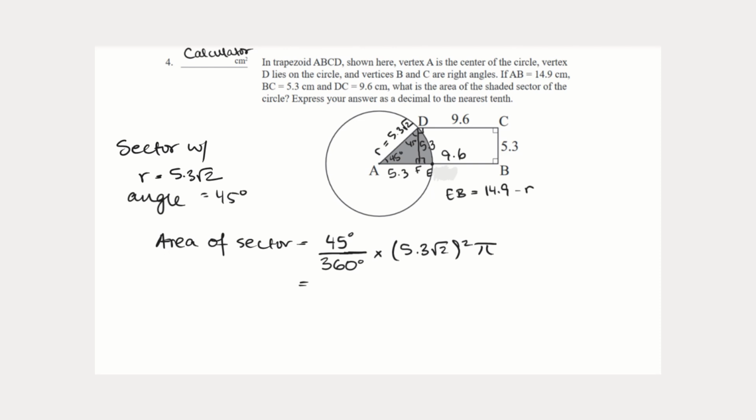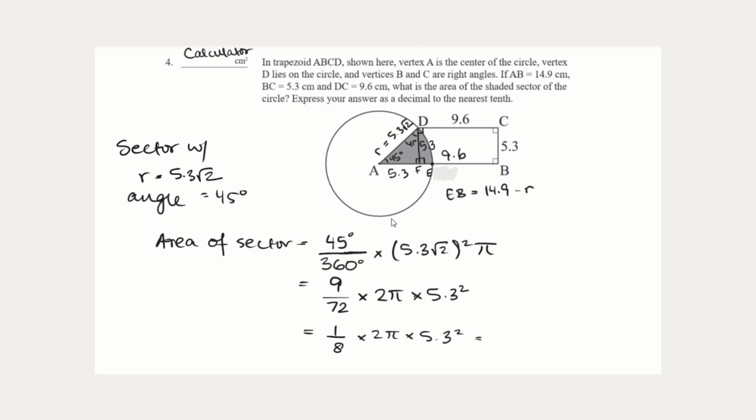Before you plug it into the calculator, sometimes it's useful to simplify as much as you can. Also make sure, of course, there are no computational errors. This is 9 out of 72 because I divide both top and bottom by 5. That's 1/8. So this times 2 pi times 5.3 squared, and that's still 2 pi times 5.3 squared over 8.